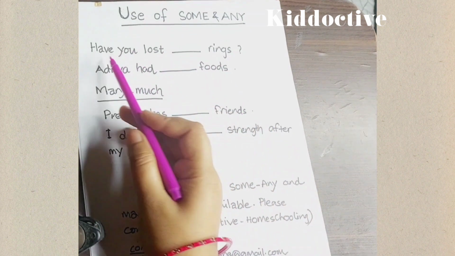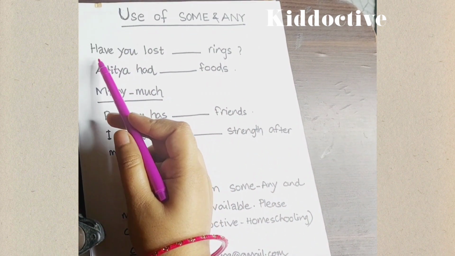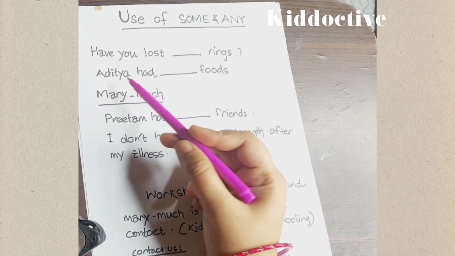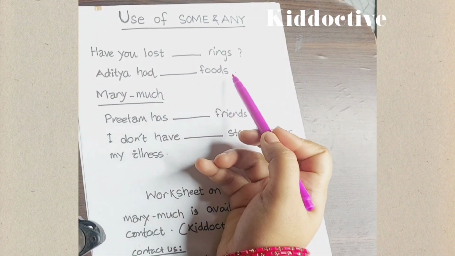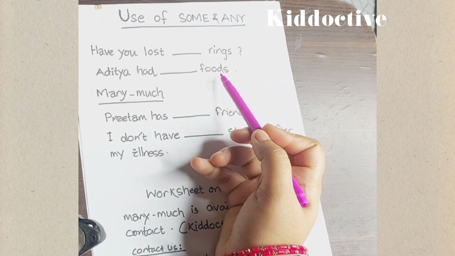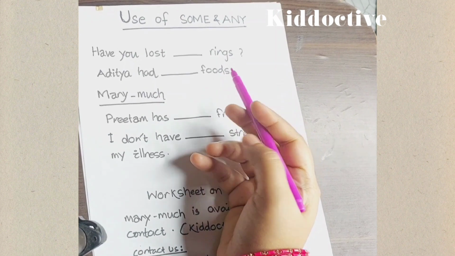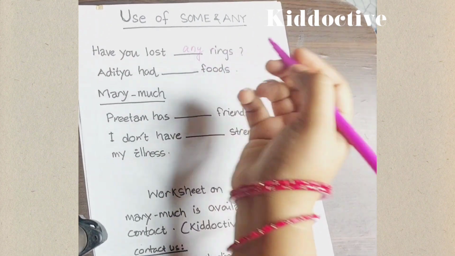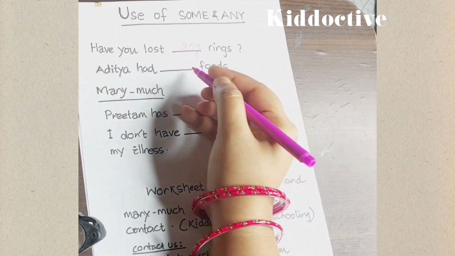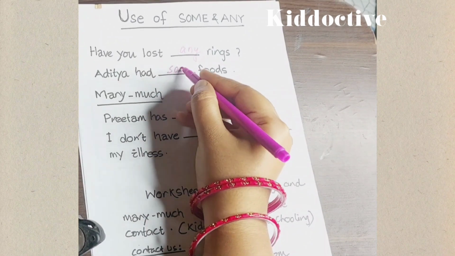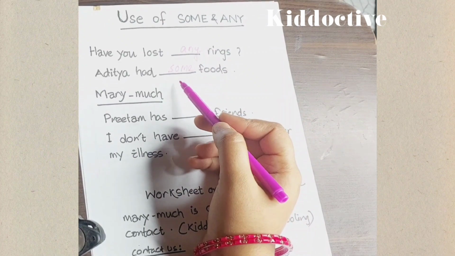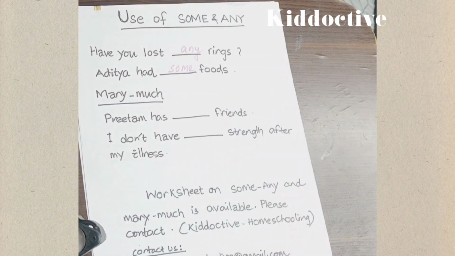Like you see here, I wrote, "Have you lost blank rings?" "Aditya had blank foods." Okay, so have you lost any rings? So I'm going to talk about that. Aditya had some foods. Why did I use any here and why did I use some here?